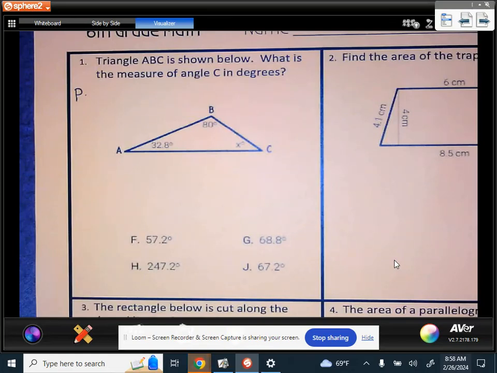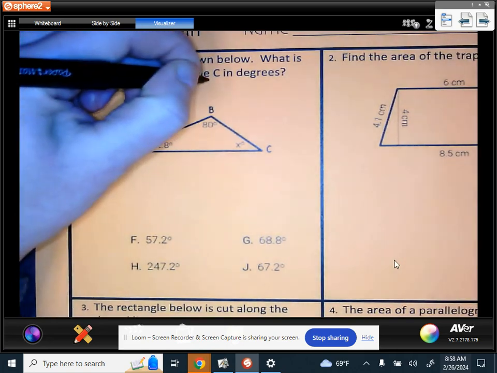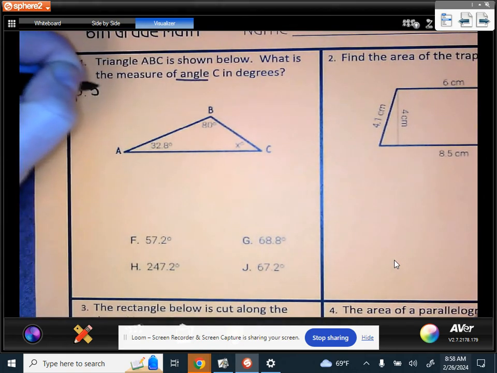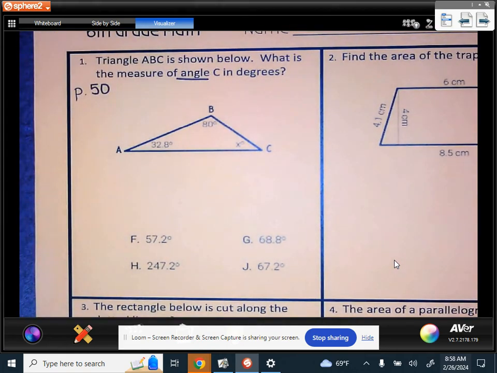Hey, tomorrow we have our test over Unit 9, which is all about geometry. Be careful when you see triangles. There's several triangle problems on the test, and they're about three very different things. This one right here is talking about triangle angles. If you need a refresher on that, you can find it on page 50 in your notebook.